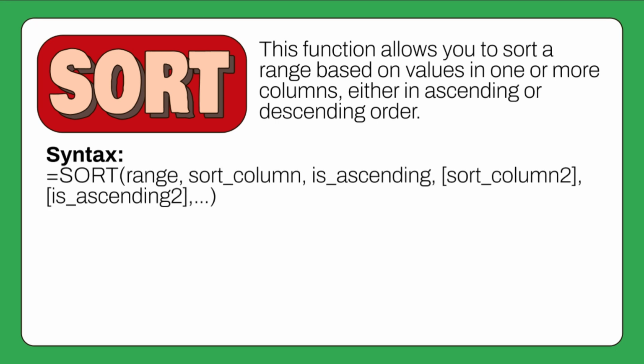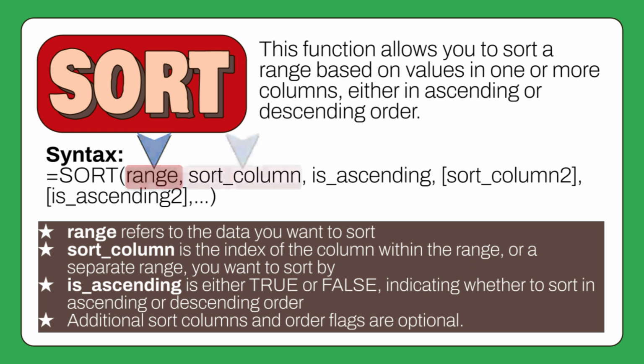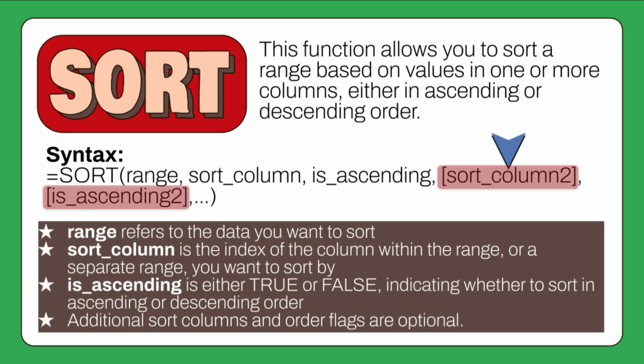The syntax of the sort function is =SORT(range, sort column, is ascending). Range is the data to be sorted. Sort column is the index of the column within the range or a range outside the main range that contains the values by which to sort. Is ascending can either be true or false. True sorts the column in ascending order, false sorts in descending order. Additional columns and sort order flags are optional.